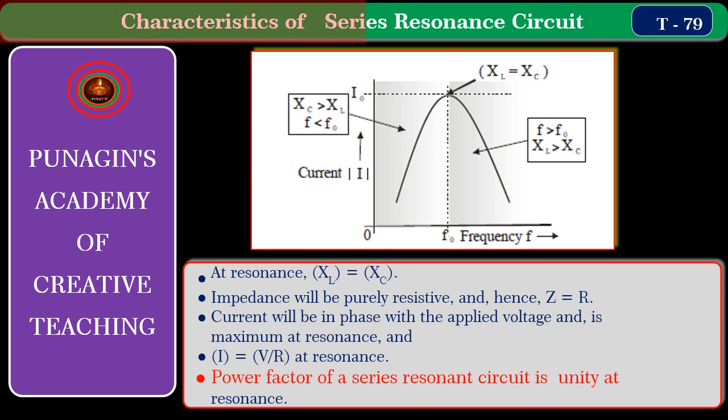Finally, let us summarize by listing the characteristics of the series resonance circuit. The first, at resonance, XL is equal to XC. Next, impedance will be purely resistive and hence Z is equal to R. Further, current will be in phase with the applied voltage and is maximum at resonance, and I is equal to V divided by R at resonance. Power factor of a series resonant circuit is unity at resonance.